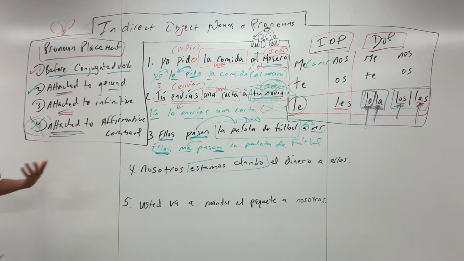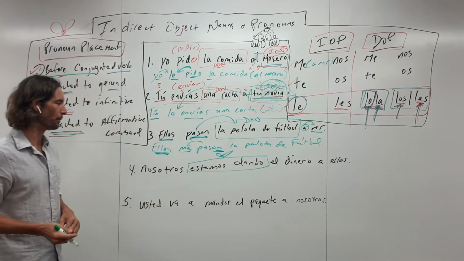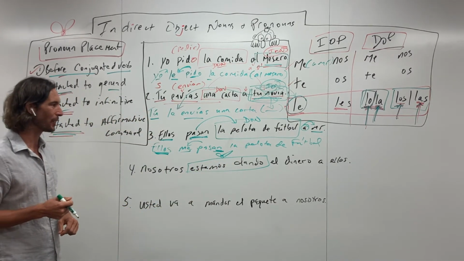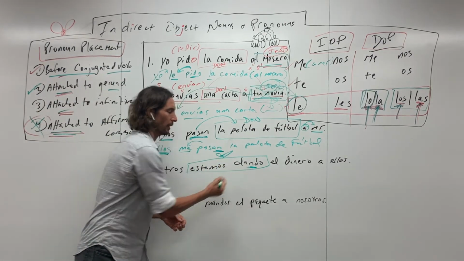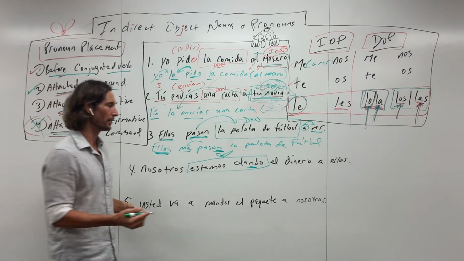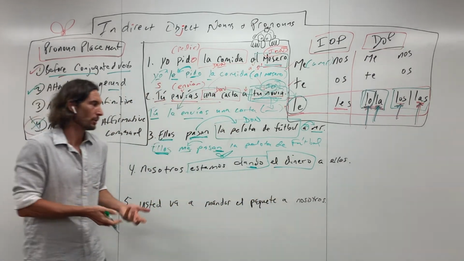All right. Well, what's the verb? Or in this case, series of verbs. Let's put a little bow on that. Nosotros estamos dando el dinero. So what's the verb? Give, right? So it's built in here. Giving. Well, what is being given? Well, the money is being given. To whom? A ellos. All right?